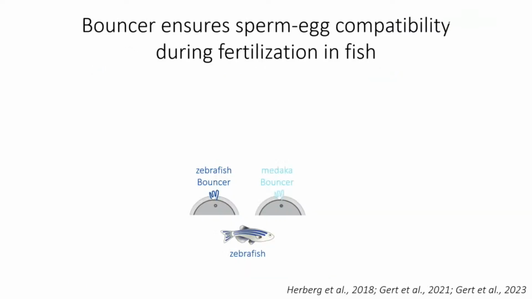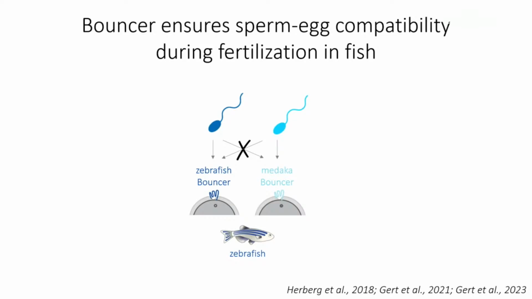But for the purpose of what we learned about fertilization, this experiment told us that Bouncer ensures that sperm and egg are compatible with each other during fertilization. So just to recap, the zebrafish sperm can only fertilize an egg that has zebrafish Bouncer, while the Medaka sperm can only get in when the Medaka Bouncer is here, and there's no cross-fertilization happening.